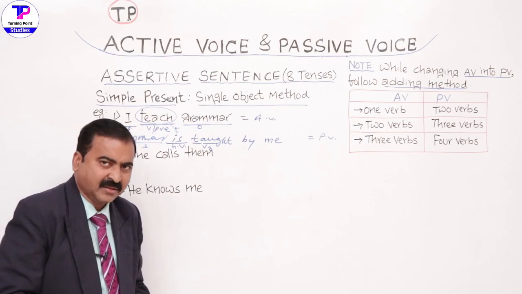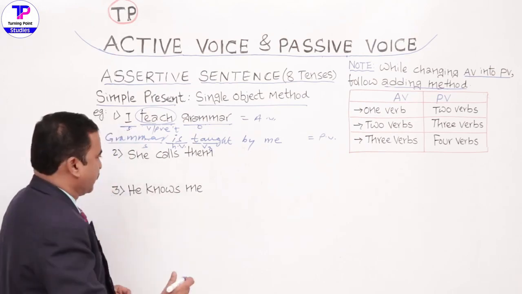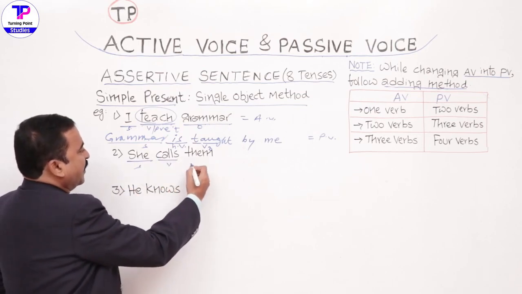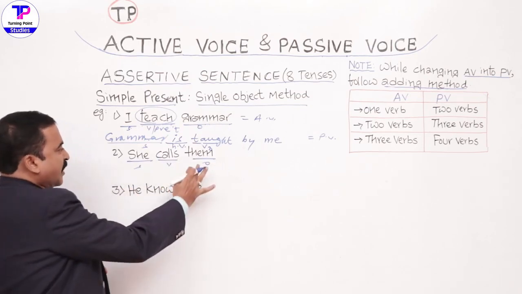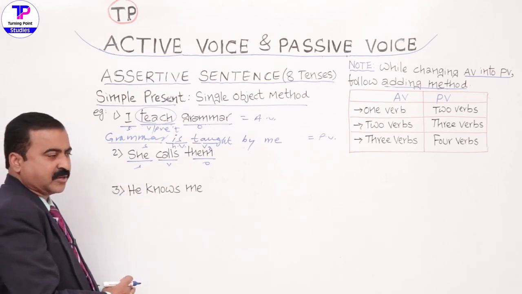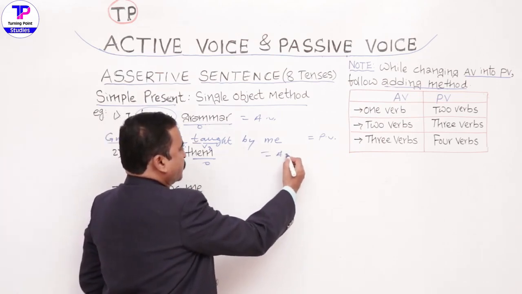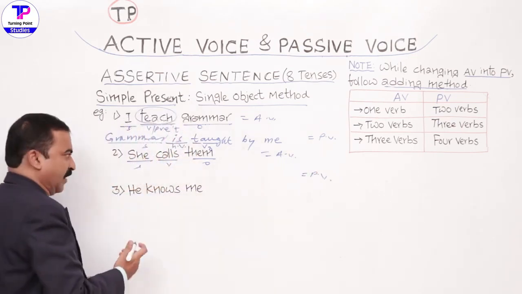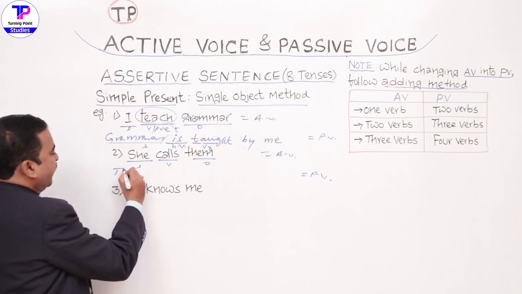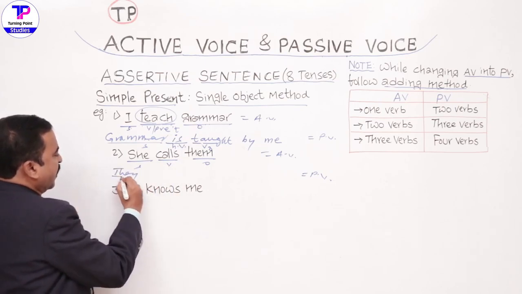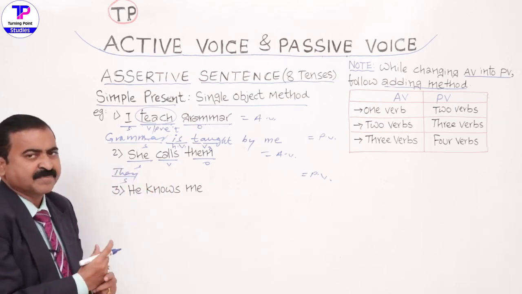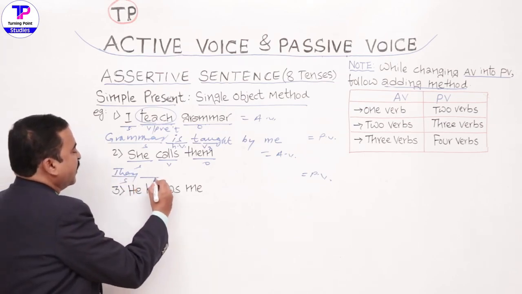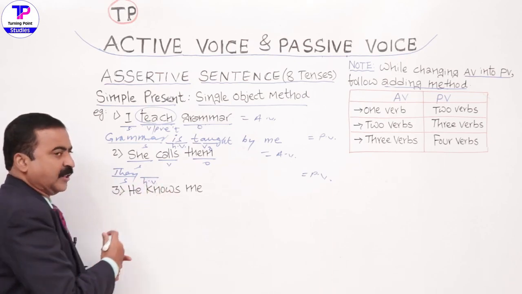Ladies and gentlemen, I think you are following. Come on, see. She, subject, calls, verb, them, object. Convert object into subject, as this is active voice. Now you are supposed to change it into passive voice. Them becomes they in subject. After writing they as subject, the rule of passive voice is, as soon as you write the subject, immediately you have to write the helping verb.